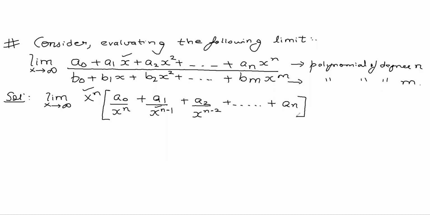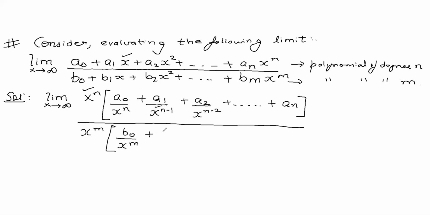So you can see how I've taken xn common. That is the rule which we had followed in the previous numerical as well. You take the highest degree of x common. So we have taken x to the power n common. Inside we are left with these terms, divided by, in the denominator, what's the highest degree? M. You take x to the power m common, b0 upon x to the power m plus b1 upon x to the power m minus 1 plus b2 upon x to the power m minus 2, and I can stretch it to bm.